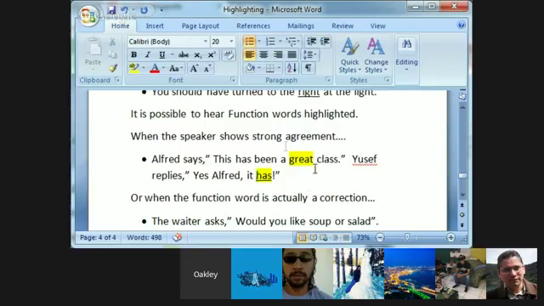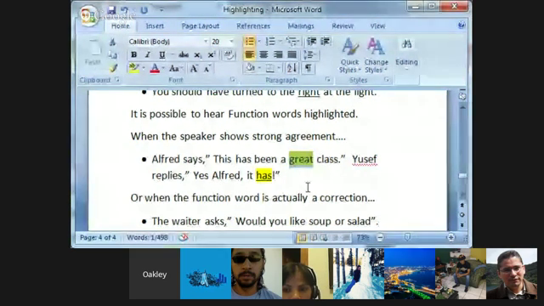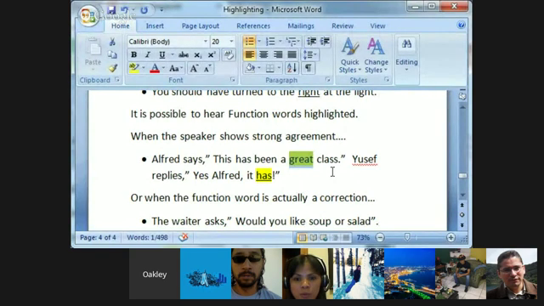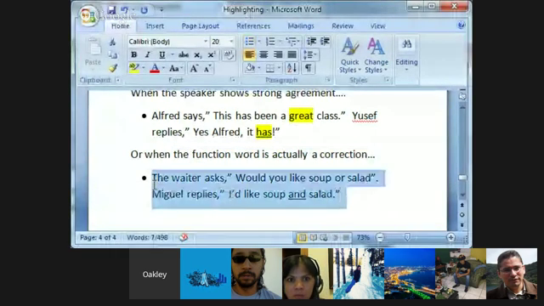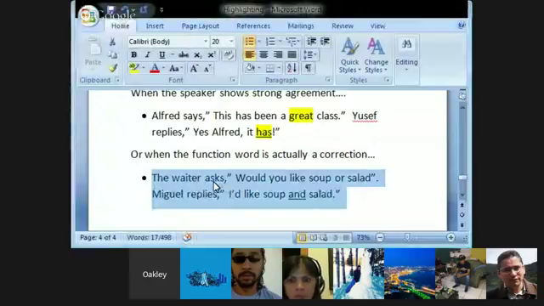And Isabella, naturally, great job. I didn't even give you any kind of clue, but it is very common to highlight the adjective, which she clearly did. That was very clear, Isabella. Great job. This has been a great class. Yes, it has. All right. Also, anytime a function word is a correction, it's also going to be highlighted.